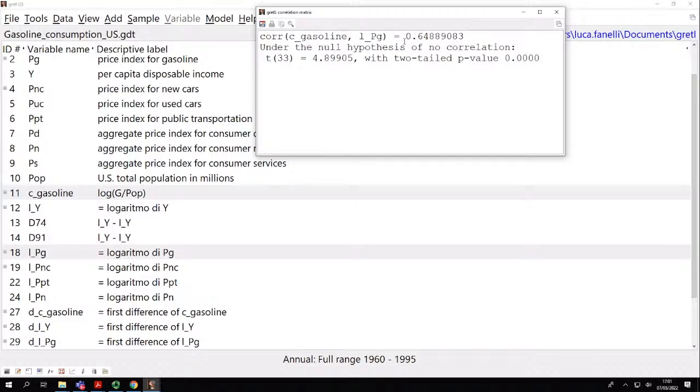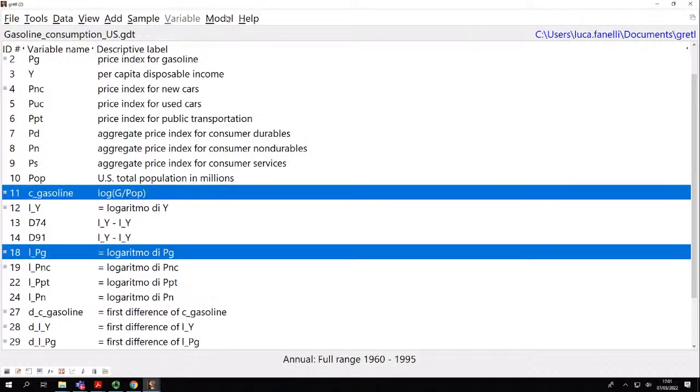Have you ever seen a demand and supply for a good, for a product? Okay, so I don't need to take a stand on that. Okay, so my model is ordinary least squares.